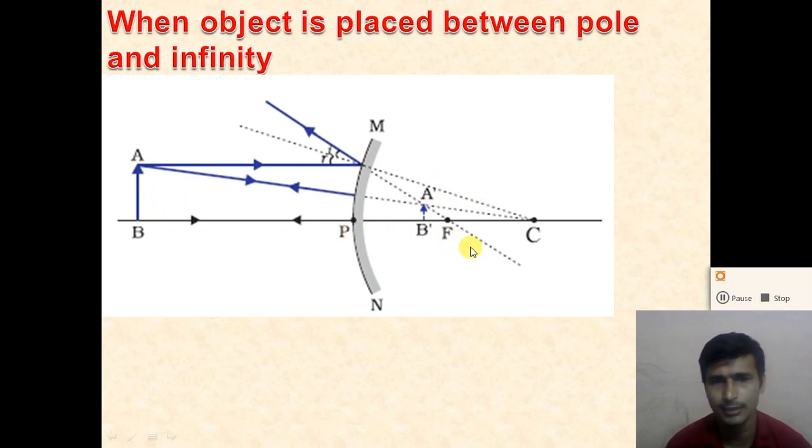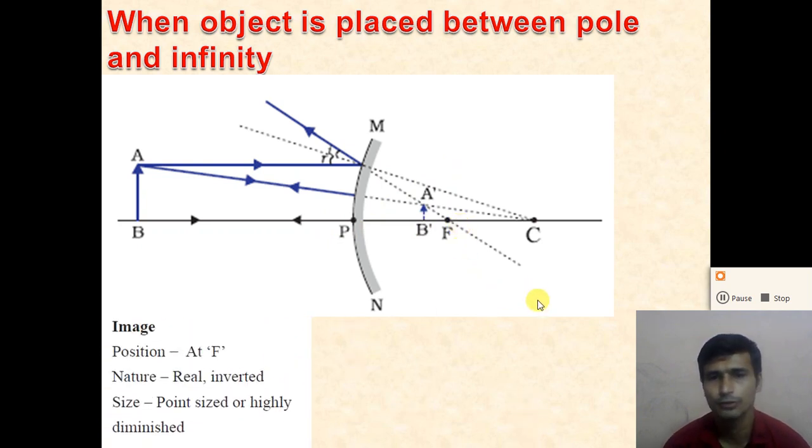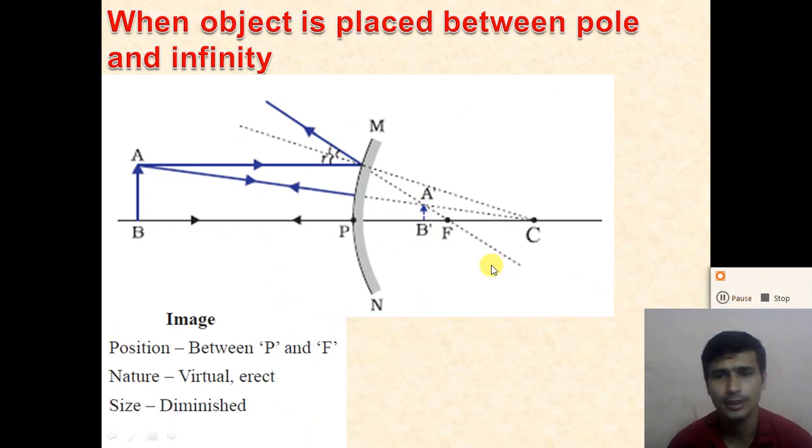So at any distance between the pole and infinity, the image will be formed between the pole and the principal focus, right? So when the object is placed between the pole and infinity, the image will be formed between the pole and the principal focus. So the position of the image will be between P and F.